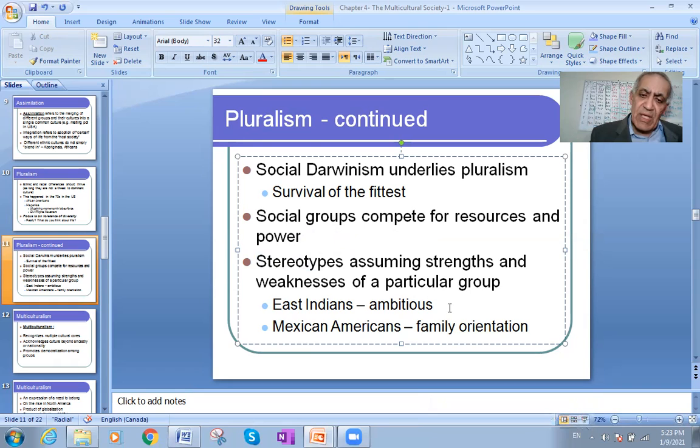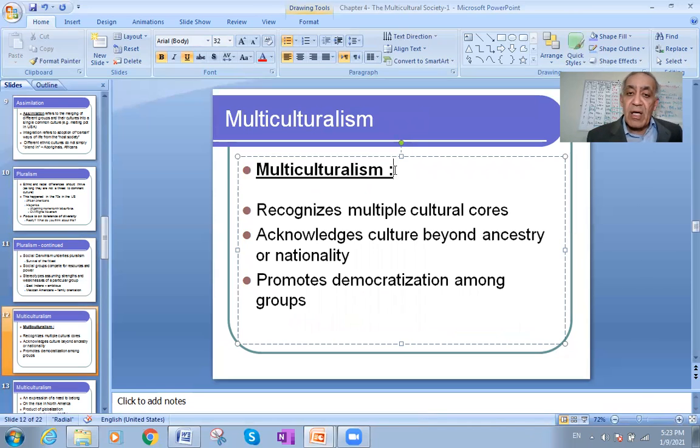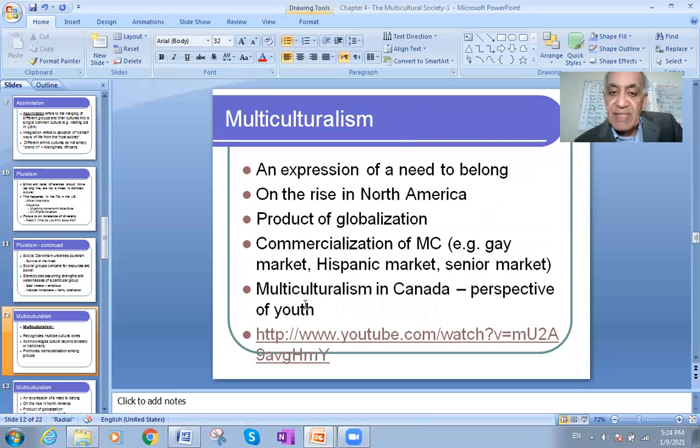Sometimes you will say all the people have these traits, for example: East Indians are very ambitious. Mexican Americans are family oriented. Multiculturalism recognizes multiple cultures, acknowledges culture beyond ancestry or nationality, and promotes democratization among groups, because it's more than one culture all together in the same spot.